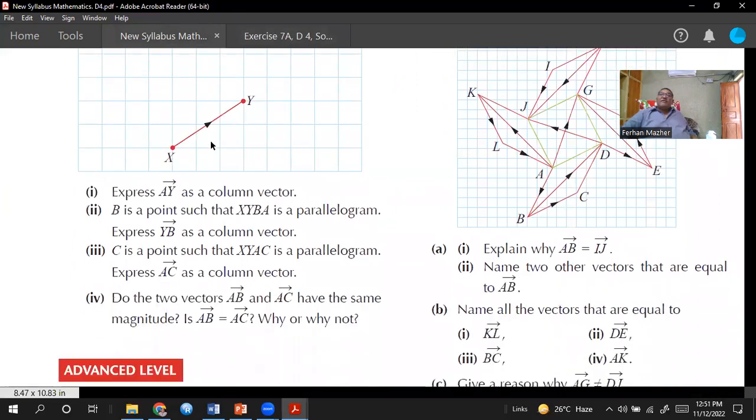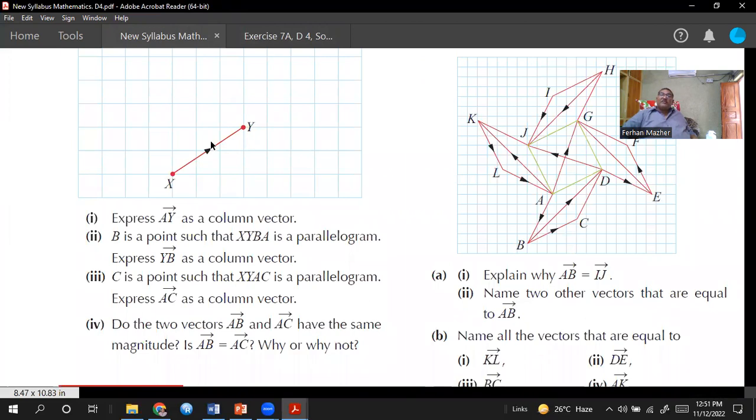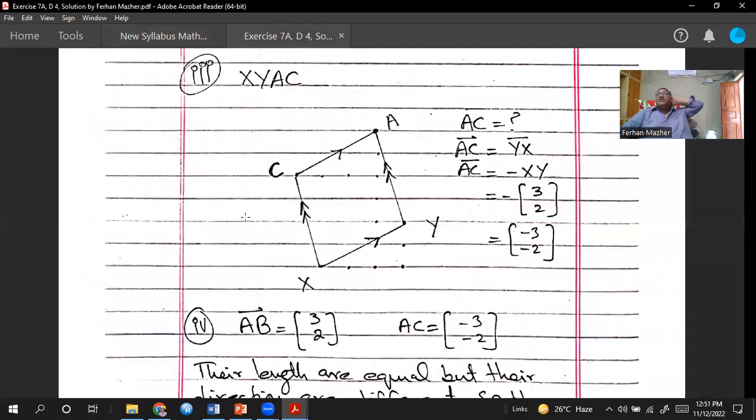Do the two vectors AB and AC have the same magnitude? Is the AB vector and the AC vector equal to each other? Why or why not? You see AB is (3, 2) and AC is (minus 3, minus 2). So when you find their magnitudes, they will be 100% equal to each other. So it means both vectors have the same length. But the vectors are not equal. The reason is their direction is different.